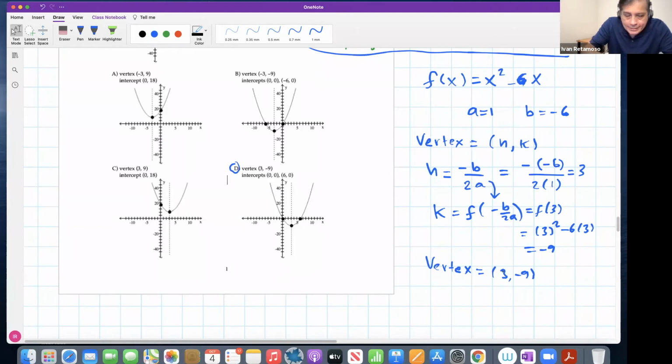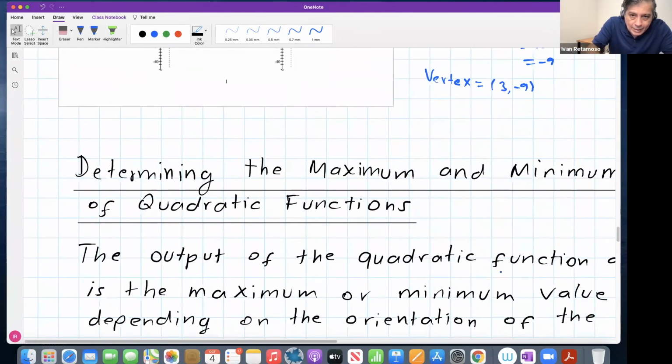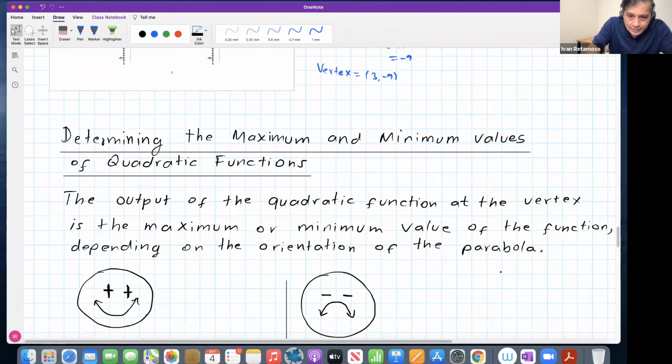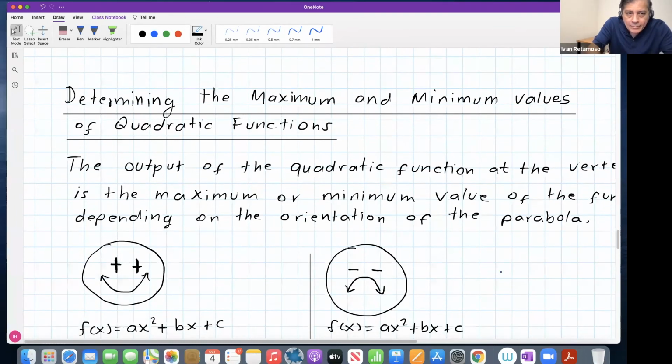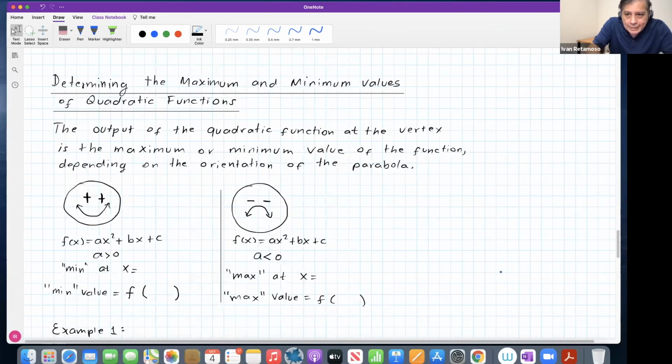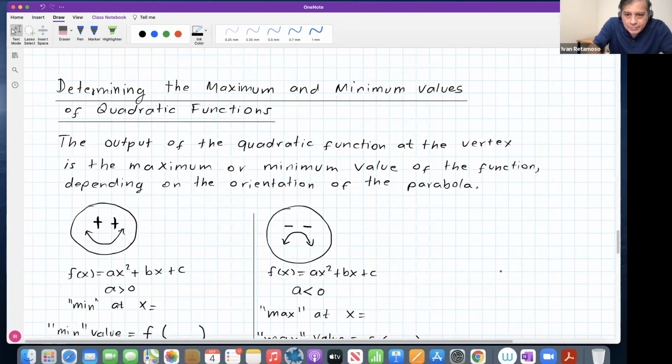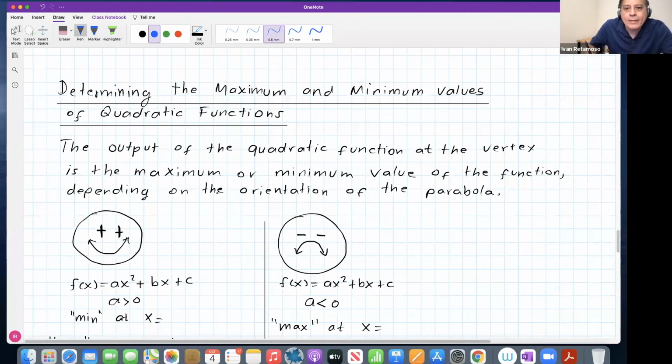last part, which is determining the maximum and minimum values of quadratic functions. Remember, when you graph a quadratic function, there are two possible scenarios, right? Just two possible scenarios. A happy face, whenever the leading coefficient a is positive, right? The parabola is going to look like this. But notice that then there will be a lowest value for the output values, right? There will be a minimum, right, for your quadratic function.